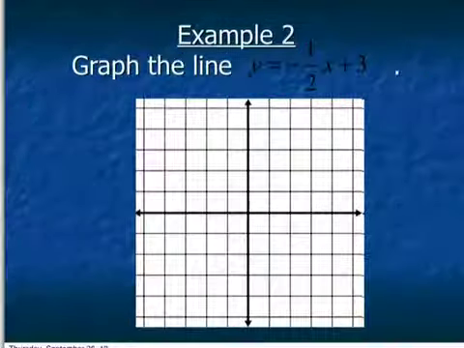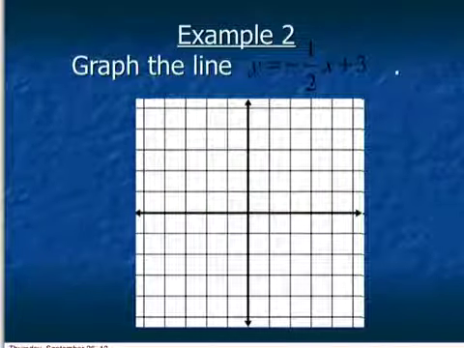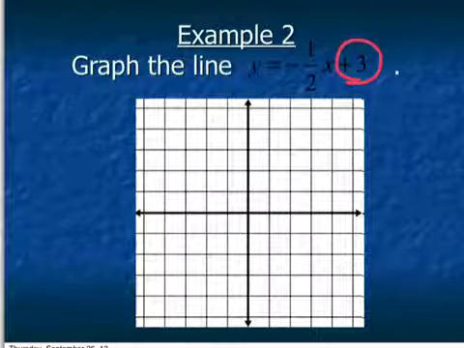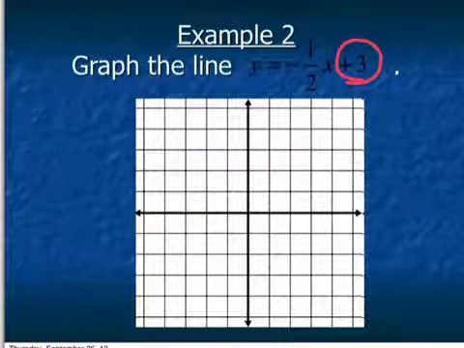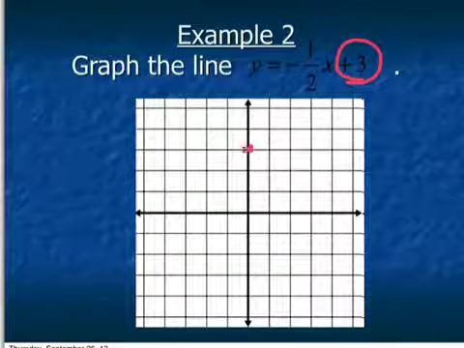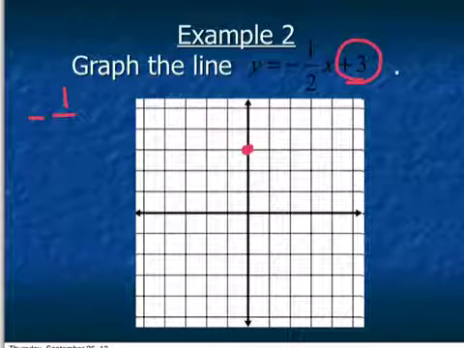Okay, let's try now. y equals negative 1/2 x plus 3. So, start at the y-intercept, which is the plus 3. So positive 3 on the y-axis is going to be 1, 2, 3 right there. Put a dot. Now my slope is written like this, negative 1 over 2.